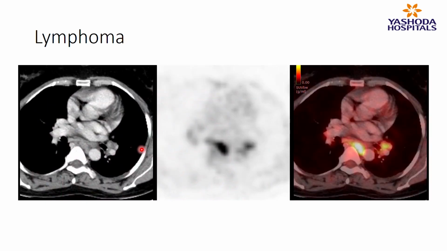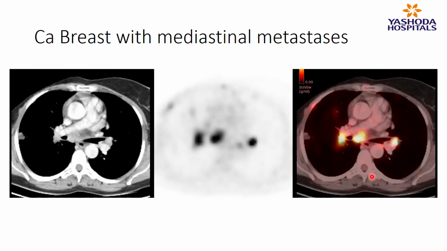One more example of lymphoma showing different mediastinal lymph nodes, subcarinal, hilar. Another example of CA breast showing again the hilar and subcarinal lymph nodes as metastasis.